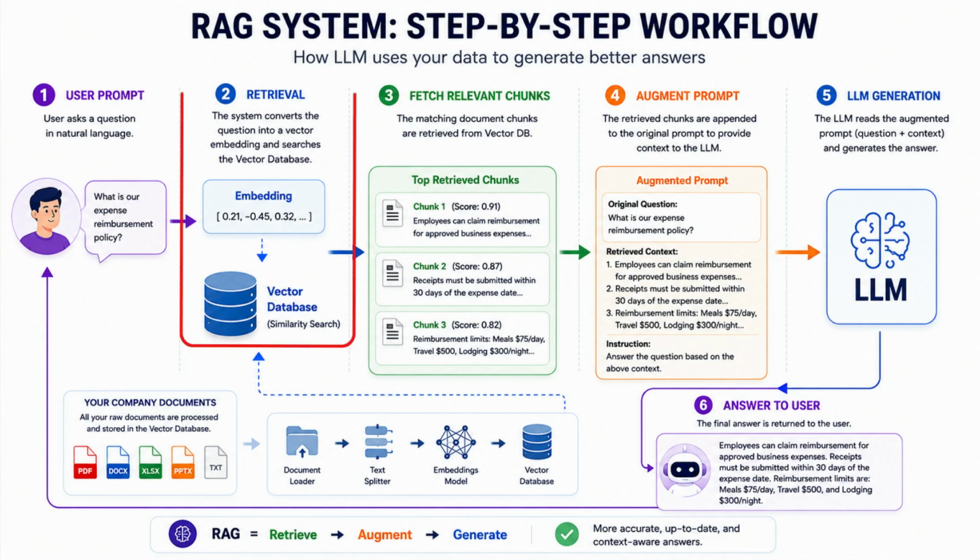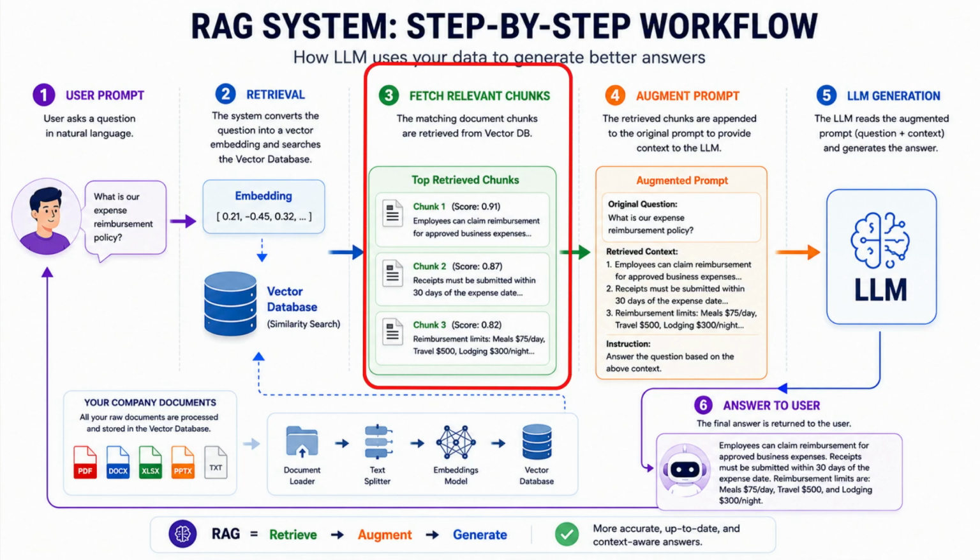Step 2, retrieval. Instead of sending the question directly to the LLM, the system first converts the user's question into an embedding. Remember, an embedding is simply a numerical representation of the question that captures its meaning. Using this embedding, the system searches the vector database for documents that have a similar meaning. Step 3, fetch relevant chunks. The vector database doesn't return entire documents. Instead, it retrieves only the few most relevant text chunks related to the user's question. This keeps the search fast and ensures only useful information is selected.